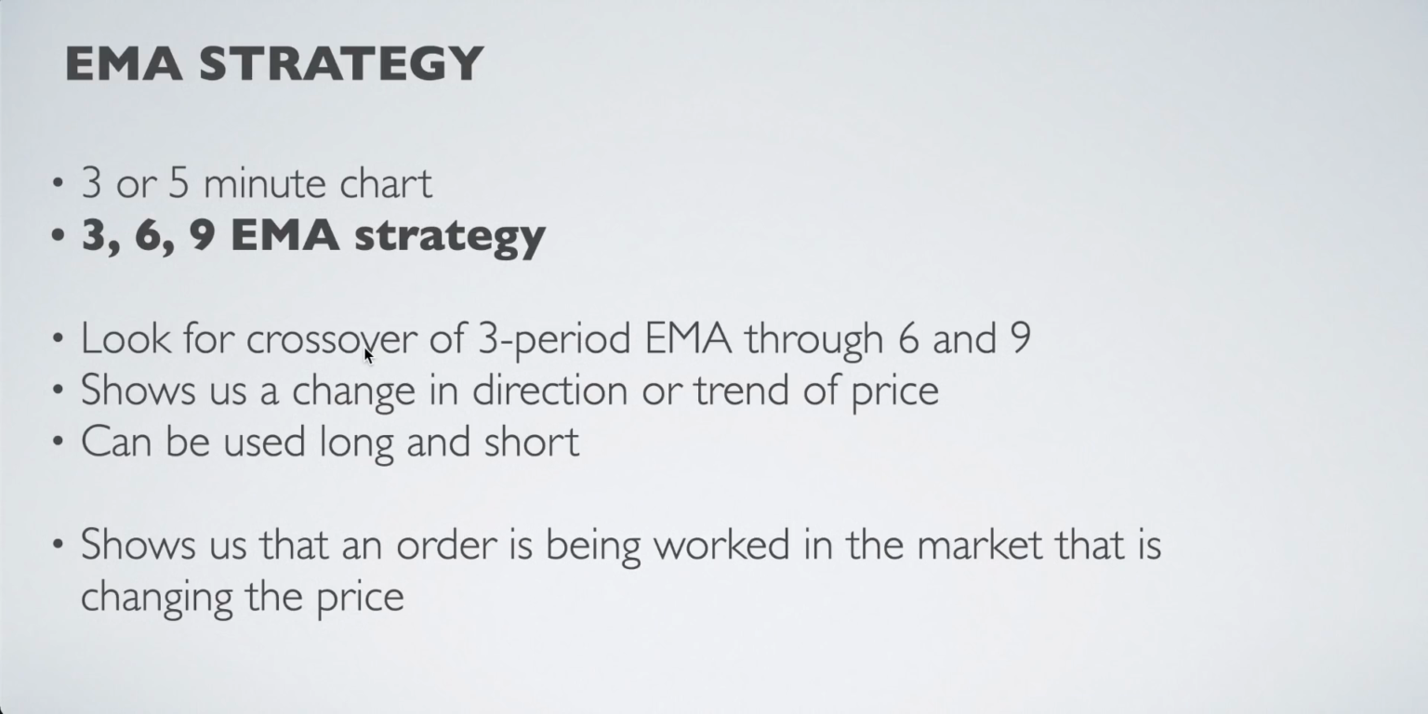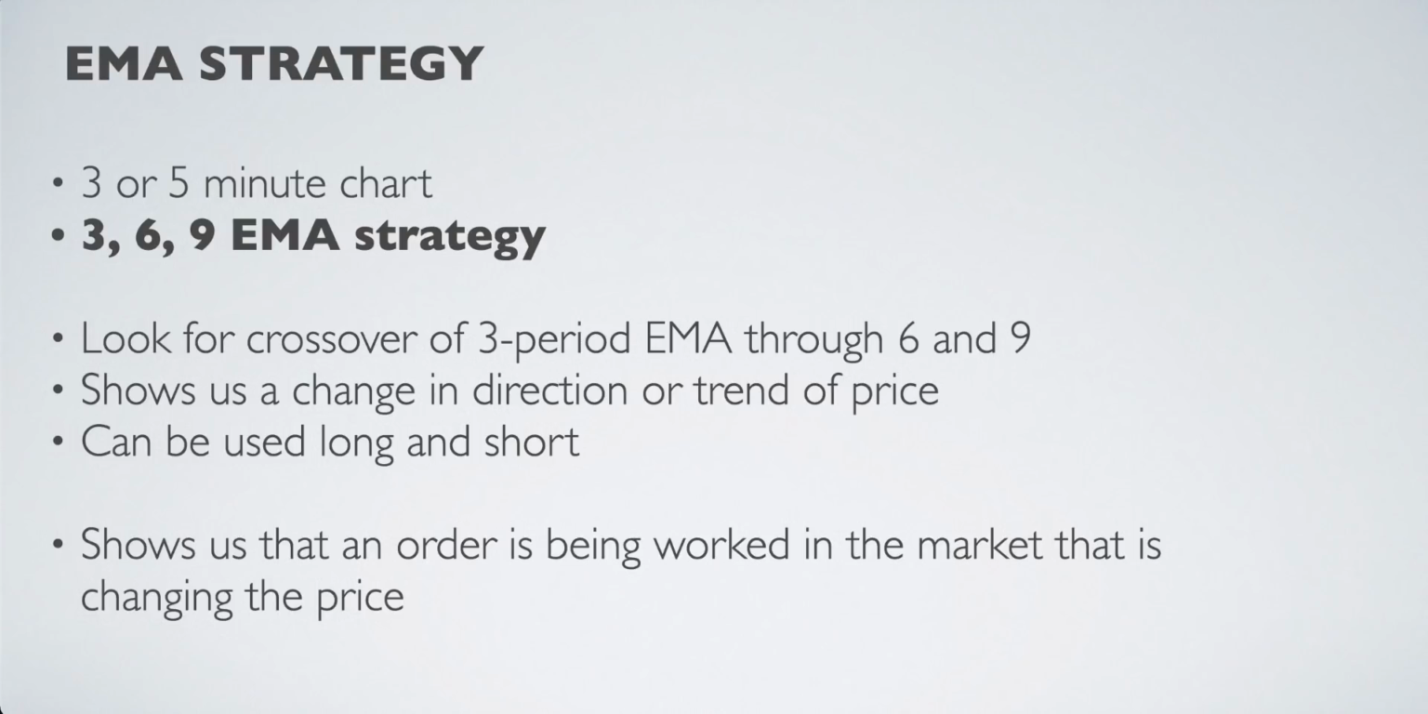With our EMA strategy though, we want to use 3 different EMAs, the 3, the 6, and the 9 period EMA together. Because we're scalping, this is a really short-term chart that we're using, so you can either use the 3-minute or the 5-minute chart. You can change these depending on your preference, but really what we want to do is look for a crossover of the 3 period EMA through the 6 and 9 period.